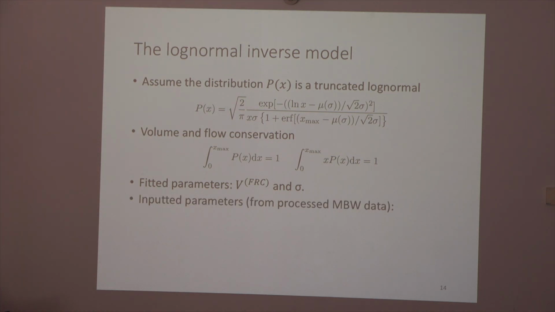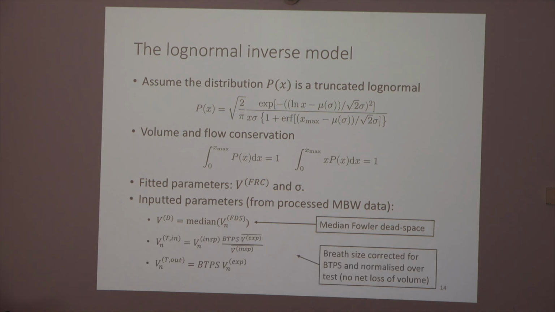Okay, so we fit the FRC volume and sigma. We could also have tried fitting the dead space, but the Fowler dead space we measure is so consistent in the multi-breath washout that we'd essentially end up with the same result as just putting it in the first place. So we just stuck the Fowler dead space into the model as the model dead space. So that's that. And we stick in the measured tidal volumes as well.